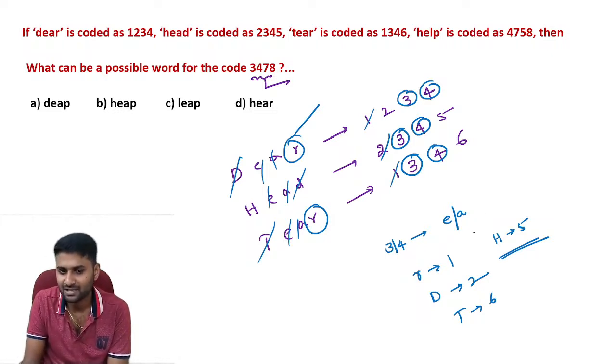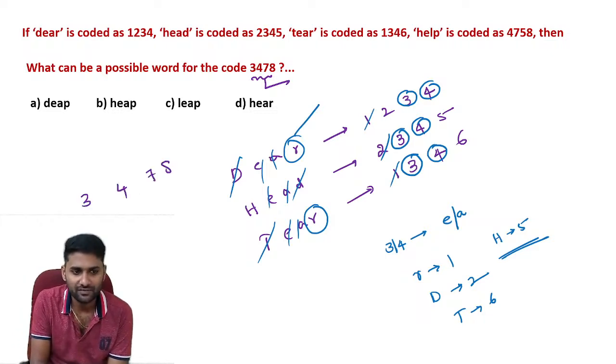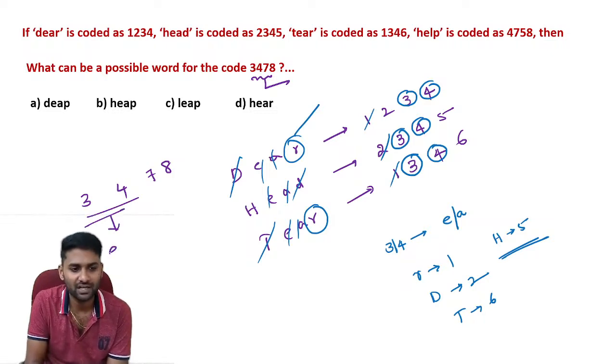So E and A can be coded as either 3 or 4. But according to the question, what is the code for 3, 4, 7, 8? If both the digits 3 and 4 are available, definitely we require these two letters in the answer. What about 7 and 8? So let's check with the 7 and the 8.